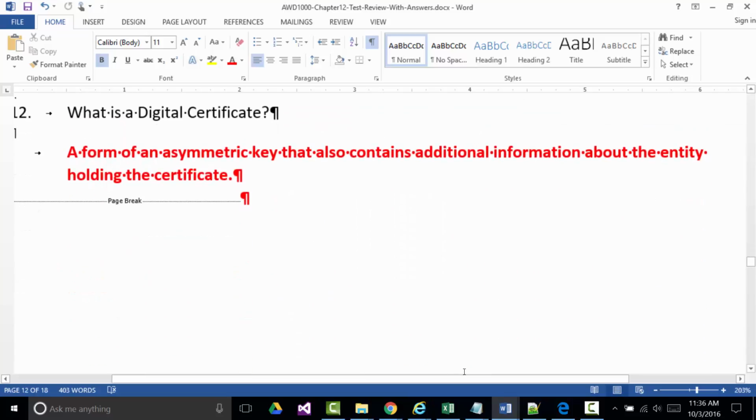Number 12, what is a digital certificate? It's a type of asymmetric key that contains additional information about the entity holding the certificate. If you have a digital certificate, what that says is that you've registered with some kind of a governing body that says you are literally who you say you are and doing what you say you're doing.